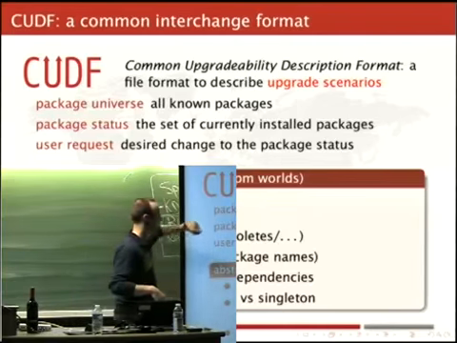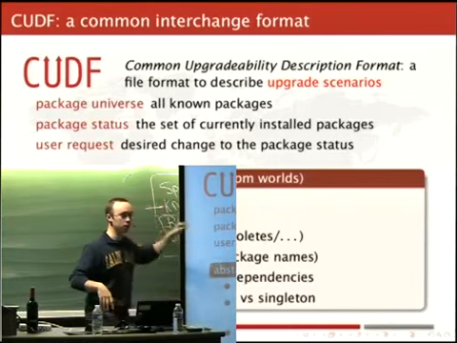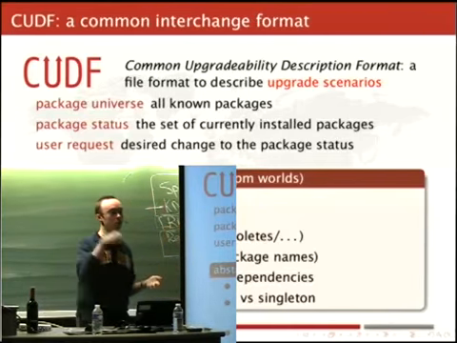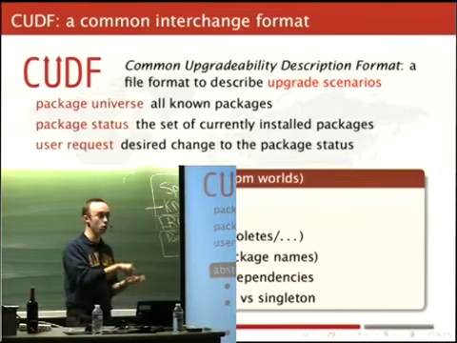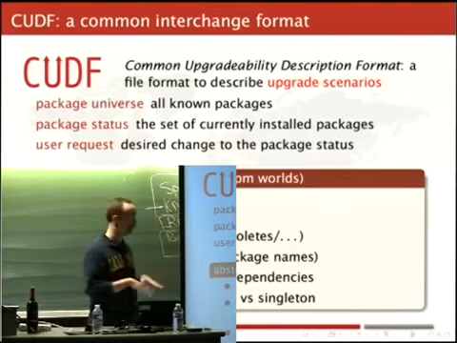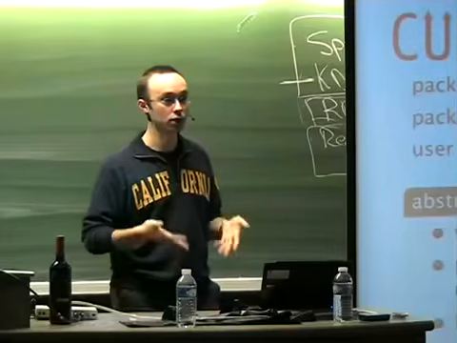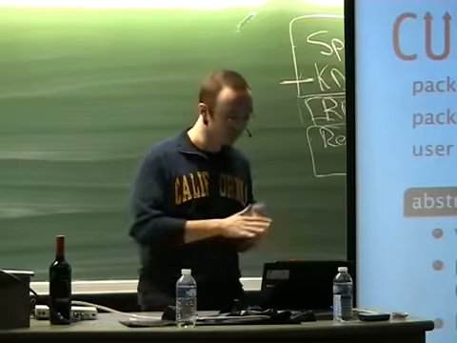The second part of an upgrade scenario is the package status, which is the subset of all these packages which are actually installed on your machine. Okay, so which is the start situation. And the third part is the user request, so what the user has asked the package manager to do to satisfy his request.